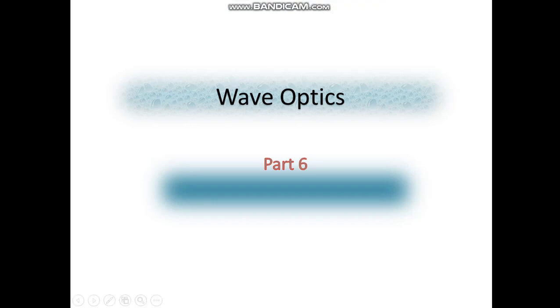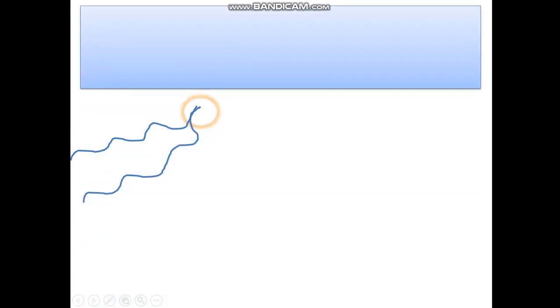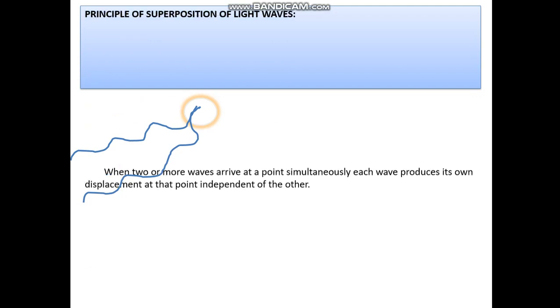Let us continue with wave optics part 6. Consider two waves interfering at a point. We understand this by the principle of superposition of light waves.